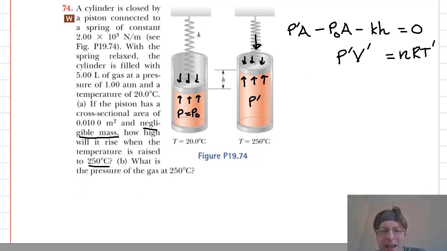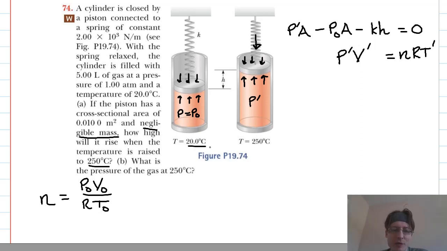By the way, we can actually find the value of n, the number of moles, because we know the initial conditions of the gas. You can find the number of moles by taking the initial pressure times the initial volume over R times the initial temperature. Again, converting Celsius to Kelvin, that's about 293 Kelvin. The number of moles comes out to be about 0.2 moles. 0.208 is the number I have. Okay, so we actually know the number of moles.